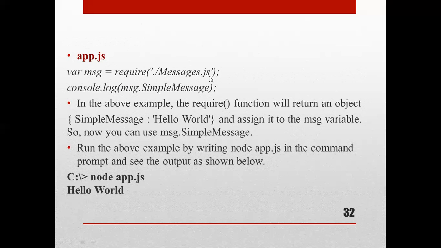So message.js will return that object like simpleMessage: hello world, and it will assign it to that message variable. After it is assigned to the message variable, we can use message.simpleMessage in our application. After running this application, what will we get? Here you can see we will get the hello world message through message.simpleMessage. What does it contain? It contains the message hello world. So this is how we can export the object here.